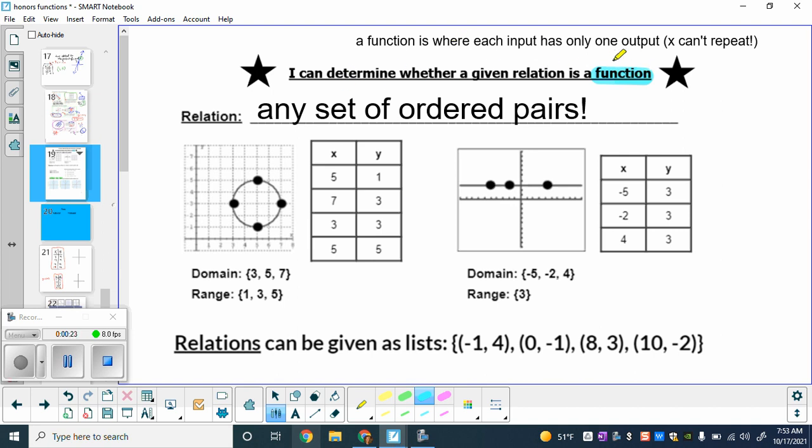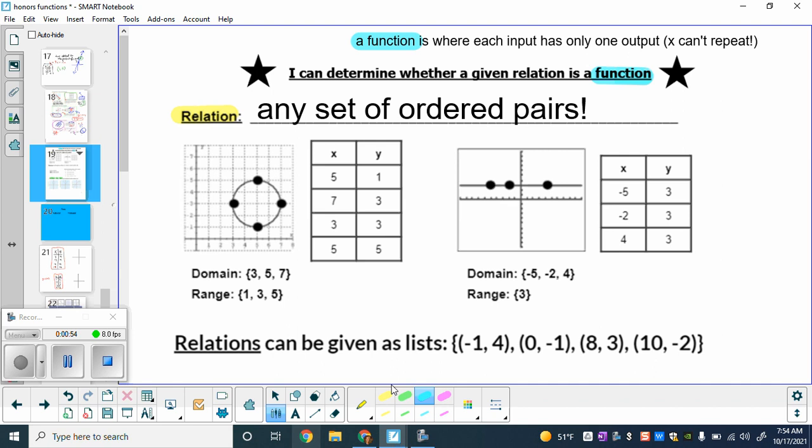So let me first go ahead and just define a function real quick for you guys. A function is something where each input has only one output. Remember, we have these input-output tables? So a relation is actually just straight up any set of ordered pairs. So it can be anything. It could make a circle. It could make a straight line. It could be just one point plotted. It could be anything.